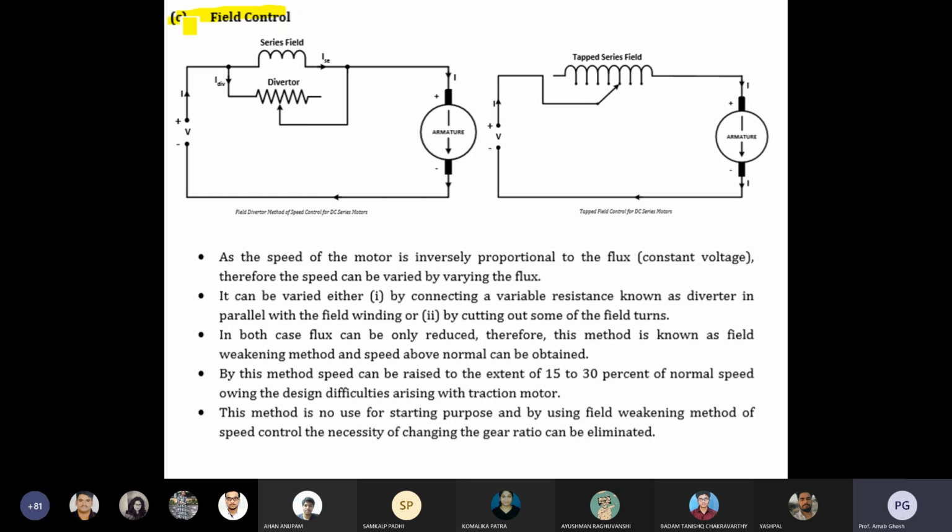Field control method means here you can see that additional resistances are there, and that slider is there, which we are talking about. A similar thing you can also do using tapping of the field. Tapping of the field is also possible. If you change the pointer or slider, the speed can automatically be controlled.